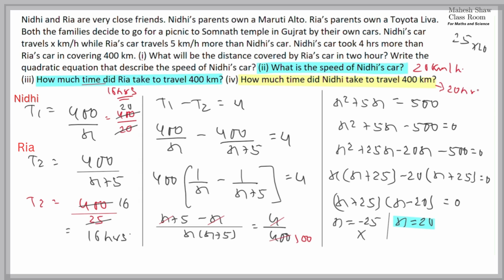But there was one more part where we have to obtain the quadratic equation. So the quadratic equation describing the speed of their car is this. So this is the quadratic equation we should write.